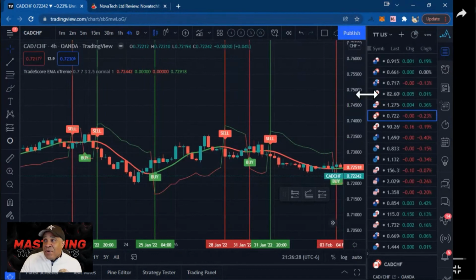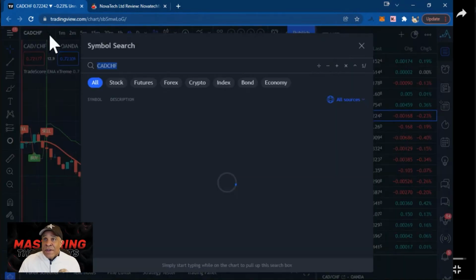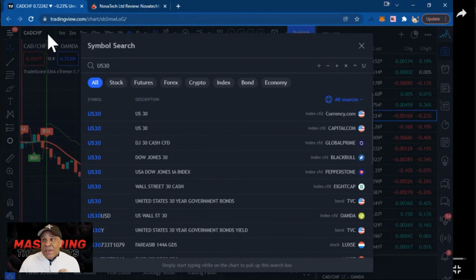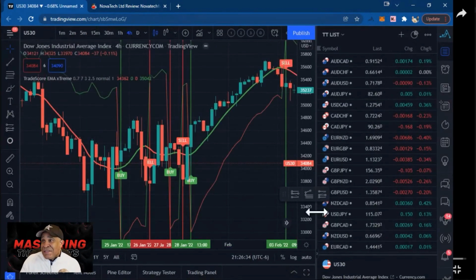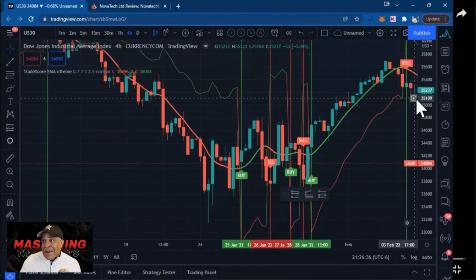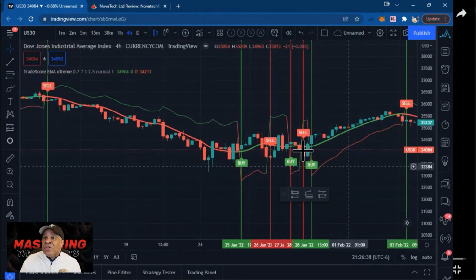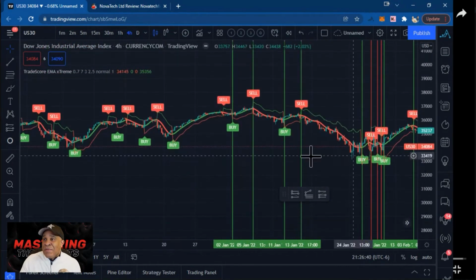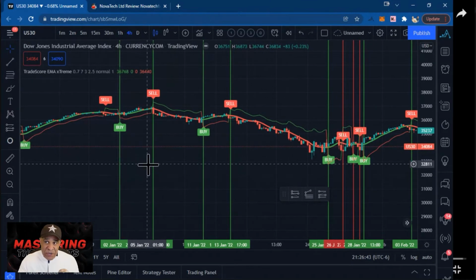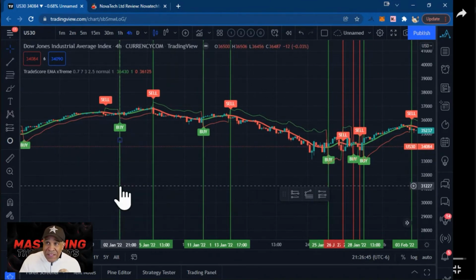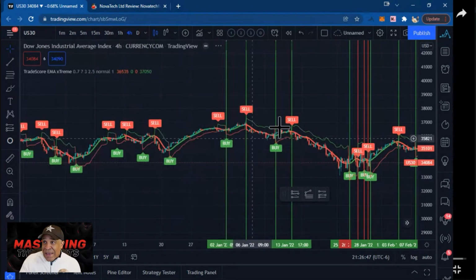Now let's jump over to US30, okay? Because I said this is the best US30 indicator that I have seen, and I'm going to show you why, and I am proud to say that we created it. So what we've got here, I did the same thing. I went back to early January 2022, which is this year, starting at the 2nd of January. And let's see what we've got here.